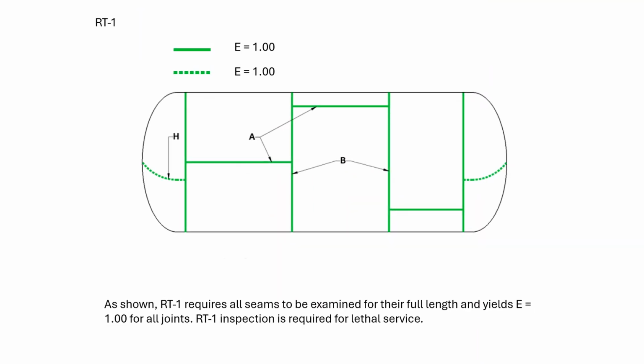It is called RT1. So RT1 means category A, category B, all of this will be completely tested with radiography test. And here the efficiency of your weld is increased to 1. Why 1? Because you have checked all the weld joints, right? So here it is RT1, and usually RT1 is used when the process inside the vessel is a lethal process, or lethal chemical, or a chemical very dangerous to humankind. In that case, we use RT1.